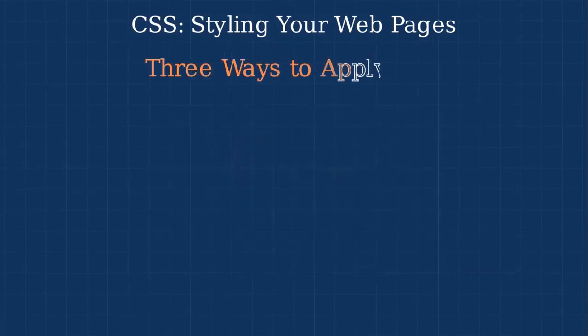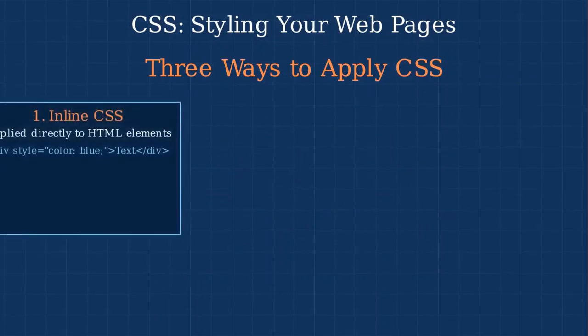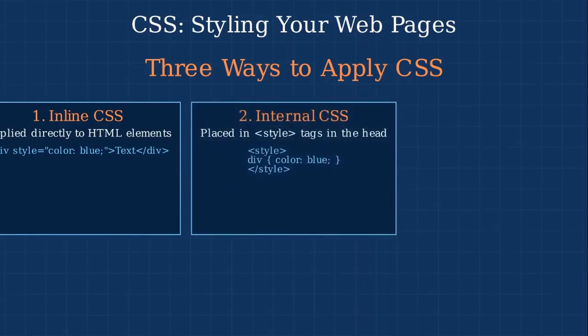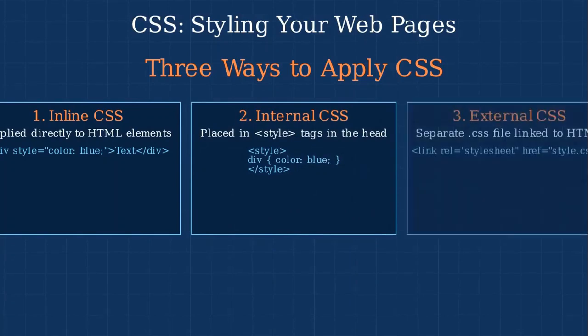CSS can be applied to HTML in 3 different ways. First, inline CSS is applied directly to HTML elements using the style attribute. Second, internal CSS is placed within style tags in the head section of an HTML document. Third, external CSS is written in separate CSS files and linked to HTML documents.